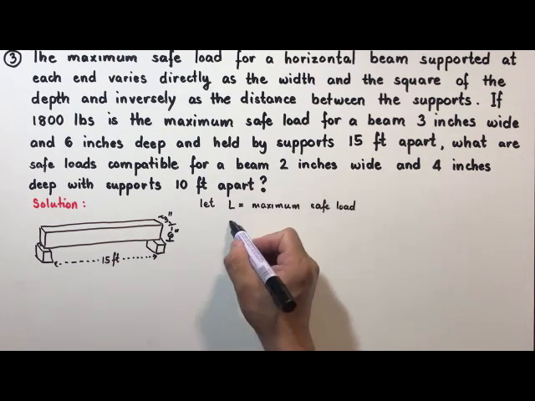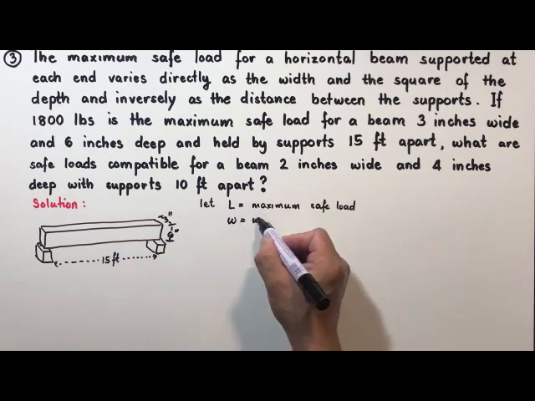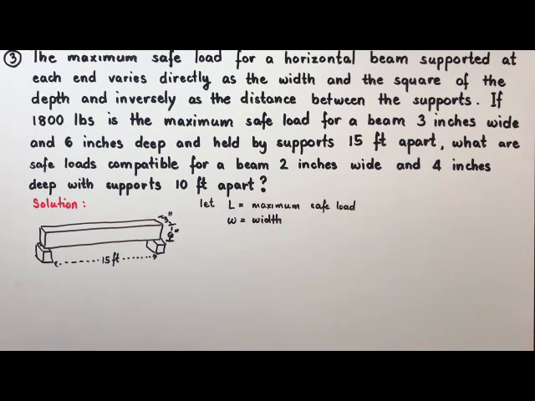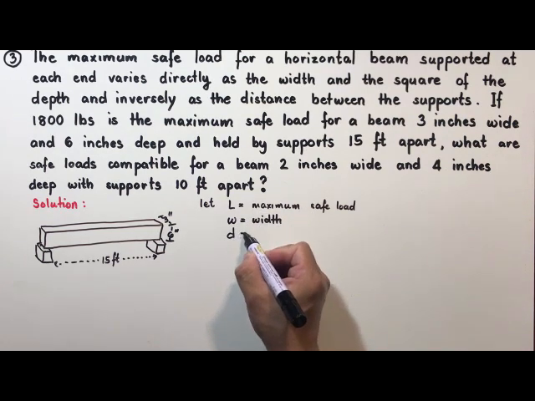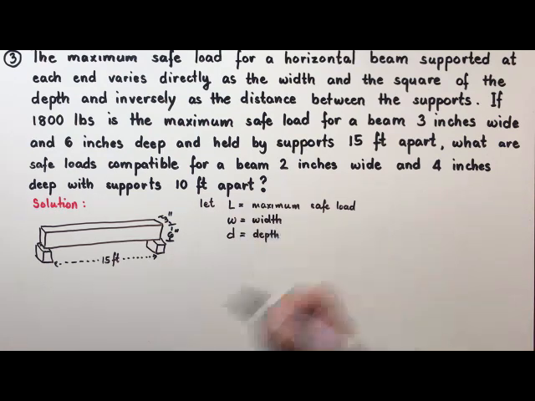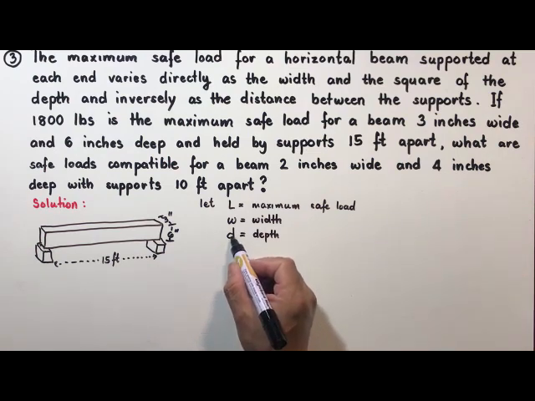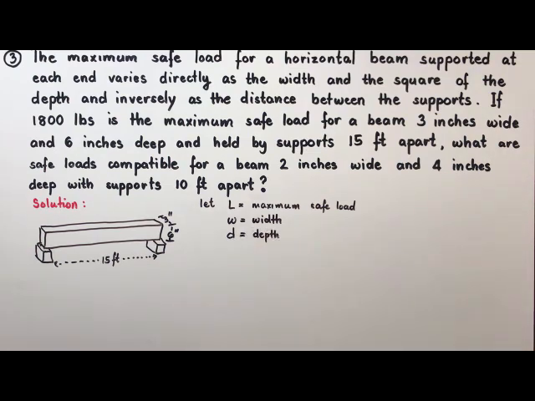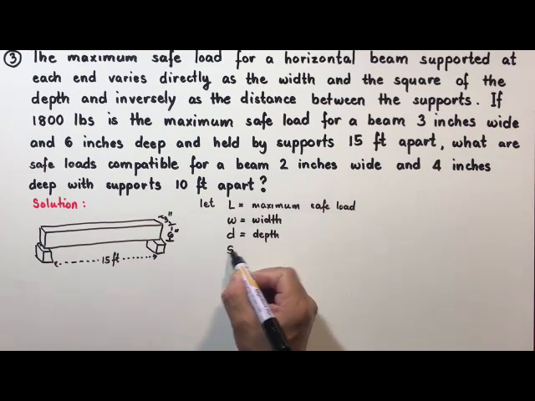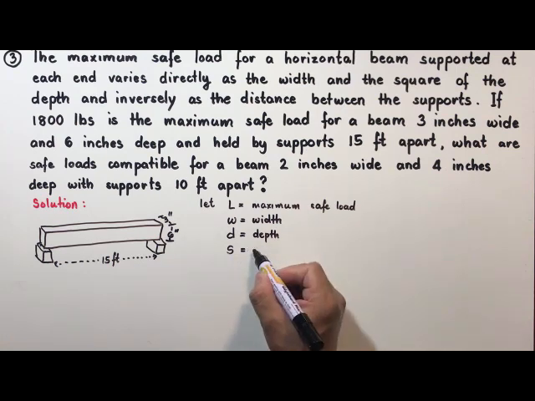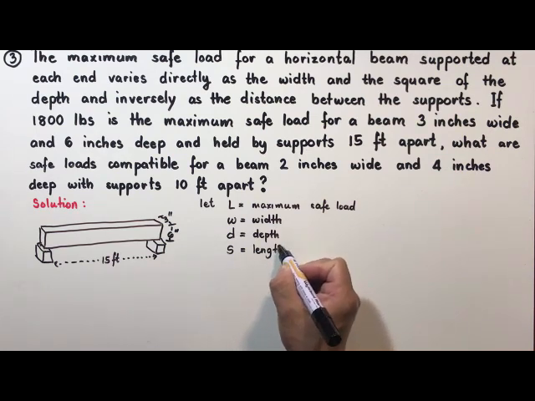And the width, so let us represent that one as W. And also, the depth will represent that one as D. And also, the length of the beam. So, because we use already D, the distance between the two supports will be represented using another variable, say S. So this is the length or the distance between the two supports. So we say that this is the length of the beam.